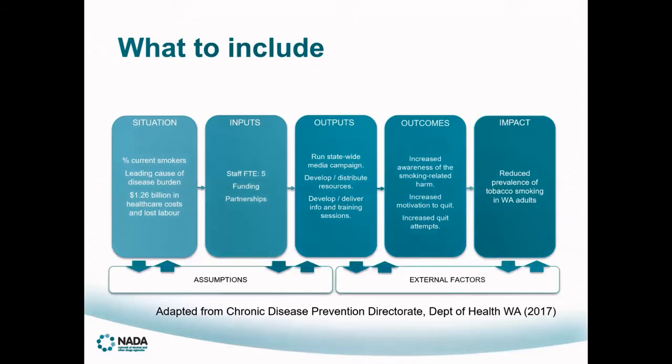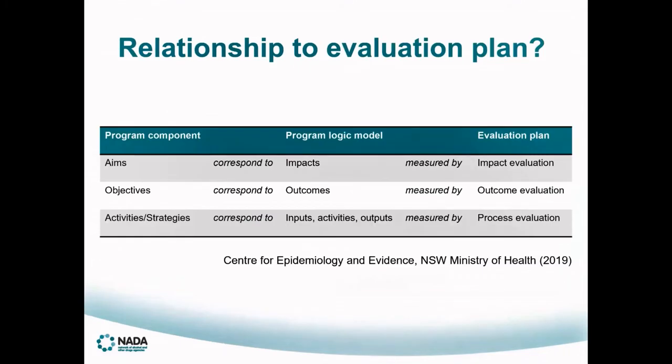And the overall impact of that is reduced prevalence of tobacco smoking in WA adults. Others also include additional components such as assumptions, which are the beliefs about the program and the people involved and the way we think the program will work, as well as external factors, which are the influences on the program's success. So how does this all relate to the evaluation plan?